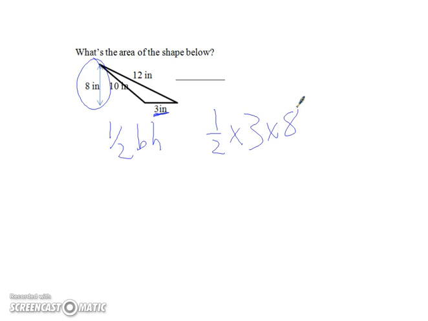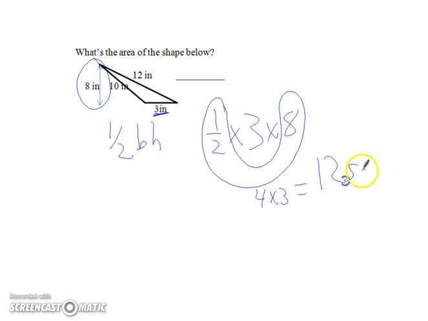So 1/2 times 3 times 8. I'm going to take the 1/2 times 8 because I don't like half of 3. So half of 8 is 4. 4 times 3 equals 12, and it's square inches this time.